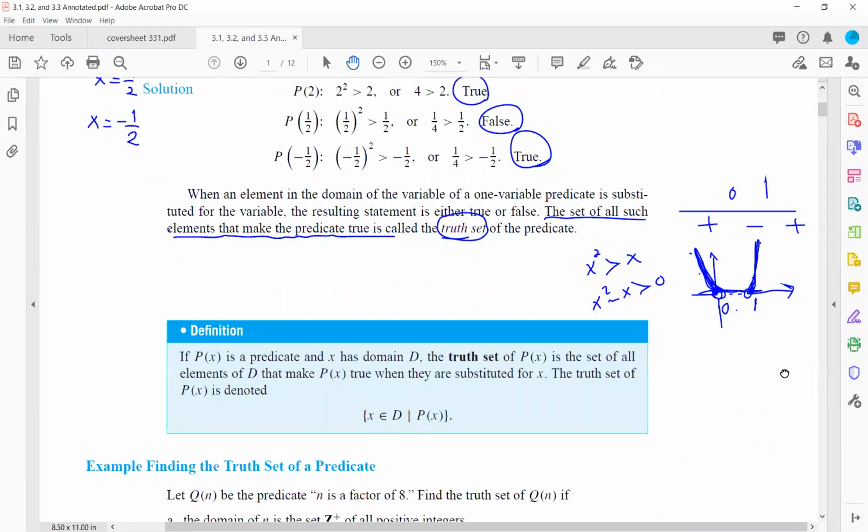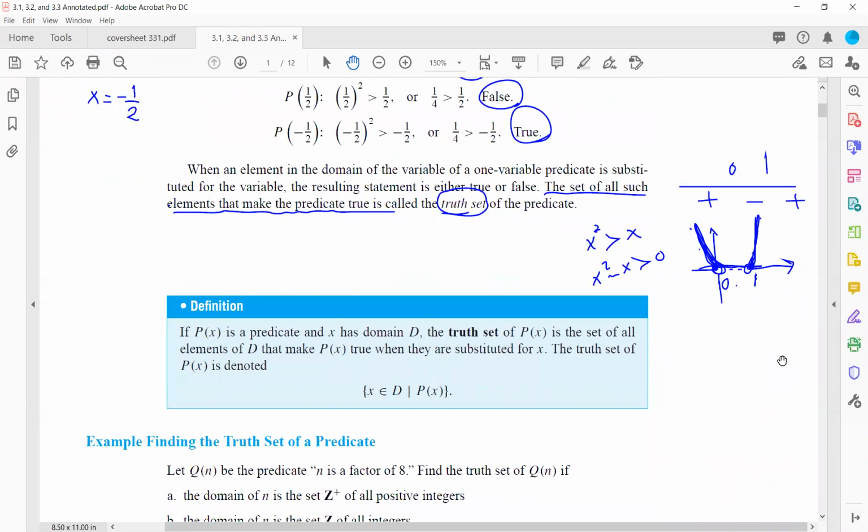Very well. So officially we say that the truth set of P of x is the set of all x values such that P of x is true, or it satisfies P of x. Remember that for a set, we use curly brackets.